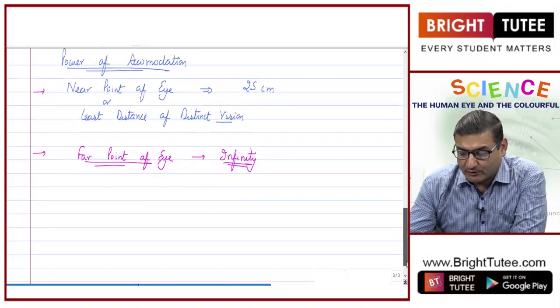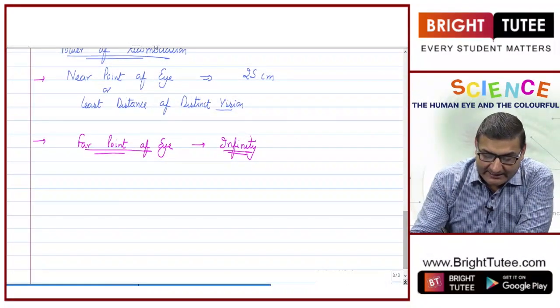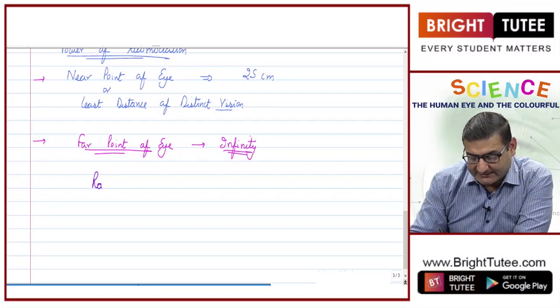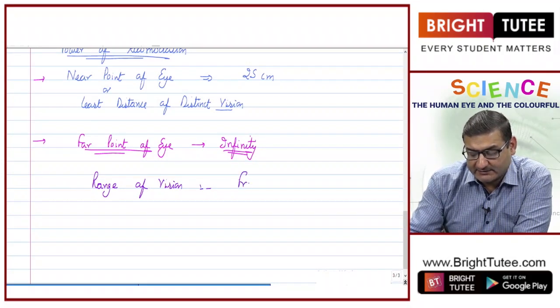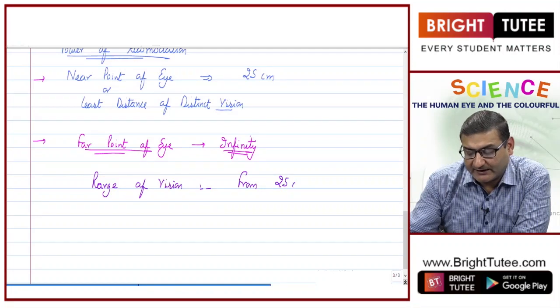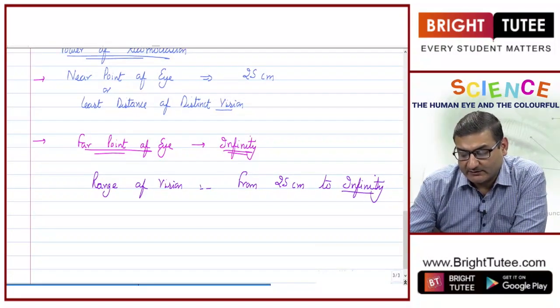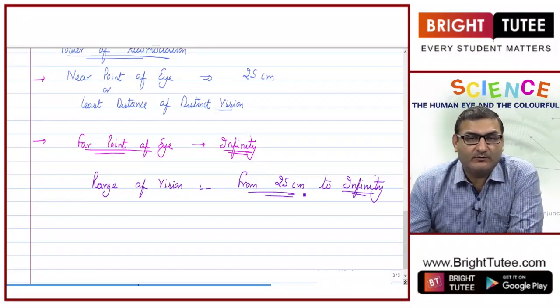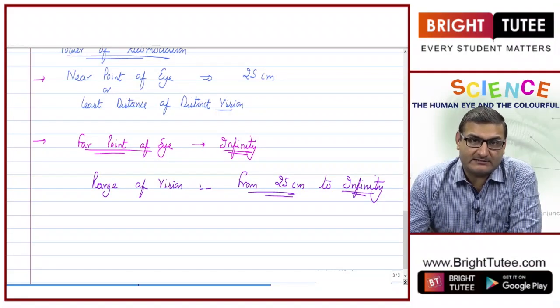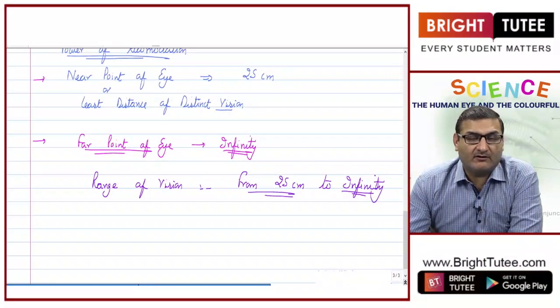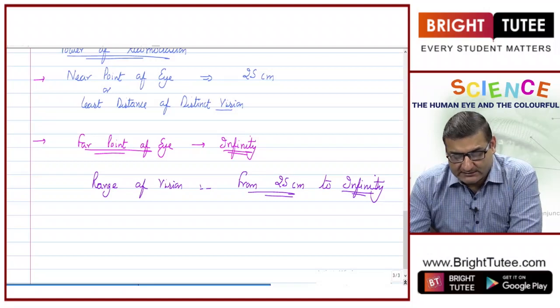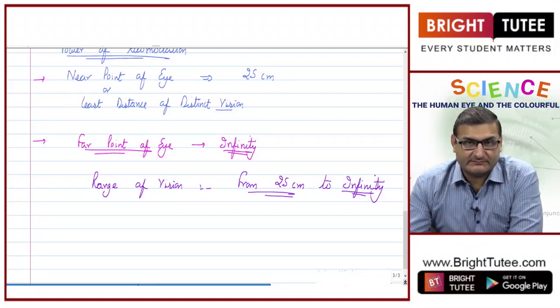So if we talk about the range of vision of our human eye, it is from 25 centimeters to infinity. We can see any object from 25 centimeters to infinity without any exertion, stress or strain on our eyes. This is known as the range of vision.